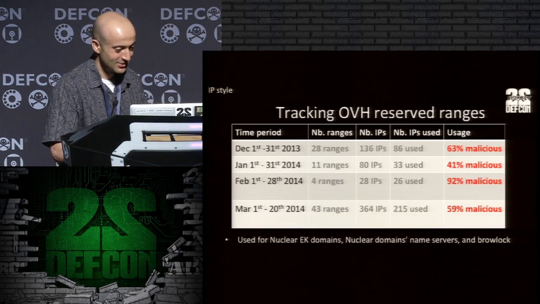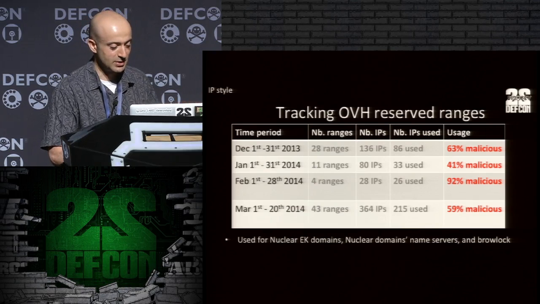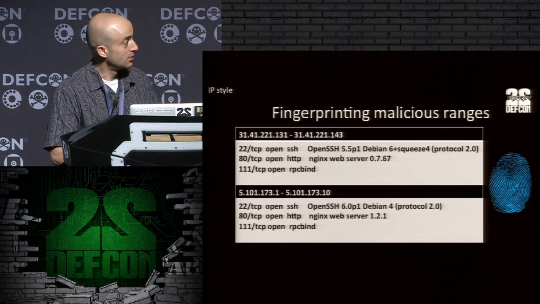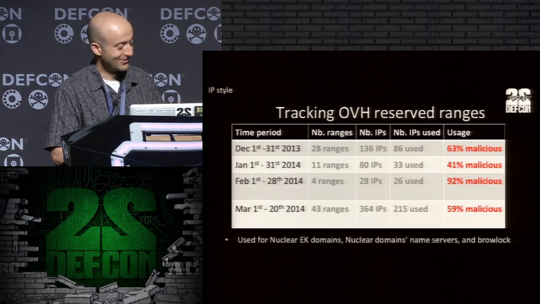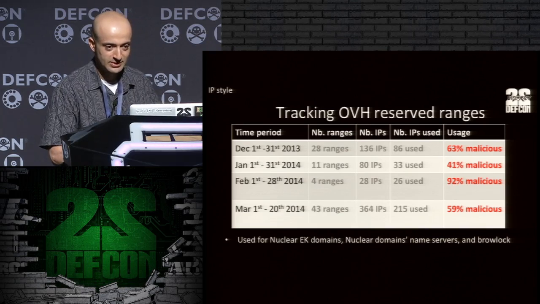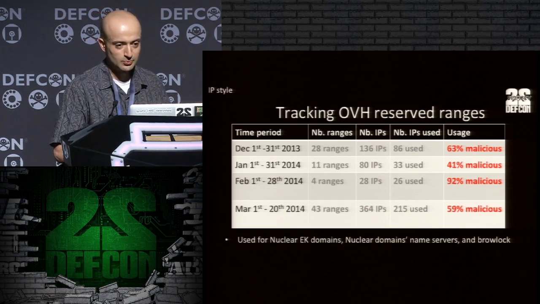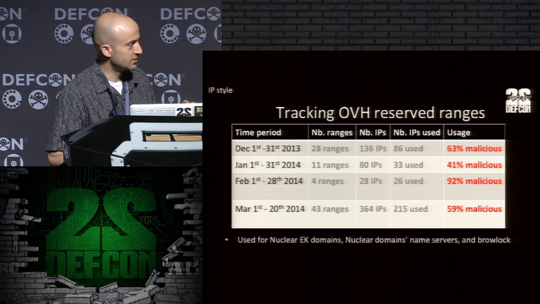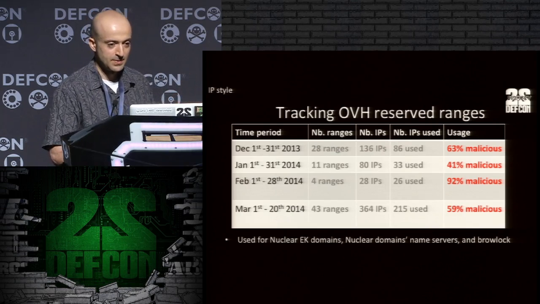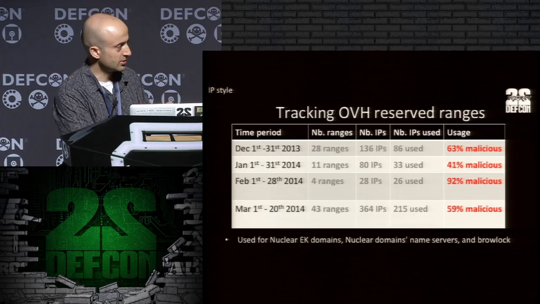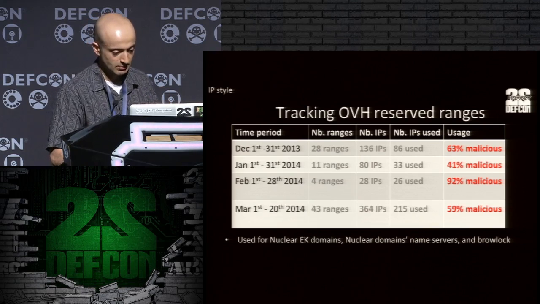Okay, stop there. So we looked at these reserved IP ranges over time, and we see that they reserve 28 ranges in December, and within them 136 IPs, 86 are being used, and 63% of them are malicious. And you see the trend growing. Like in February it was 92% maliciousness. The point I'm trying to make here is that these guys reserve these ranges, they deliver the attacks with a high percentage on these IPs. So it's no coincidence, they're not using them for other purposes. It's specifically targeted in trying to abuse the hosting provider.